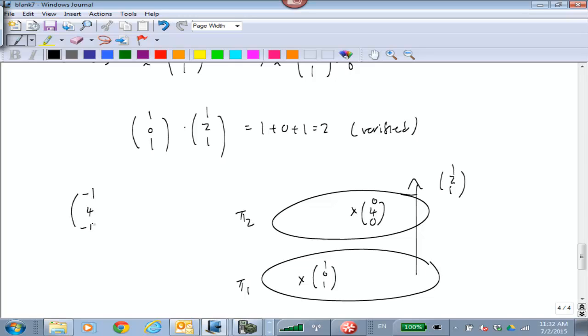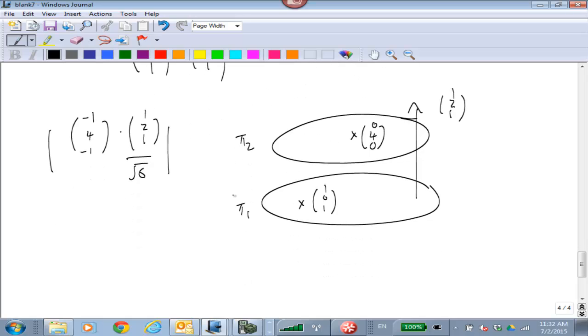-1, 4, -1 dot with 1, 2, 1 hat. This will give you a distance. Agree? That's it. So this is the problem. If I give you a solution like this, a lot of times it's very difficult to analyze what it's actually talking about. You need to know the idea. So it's square root 6, right? Answer? Good. Correct?